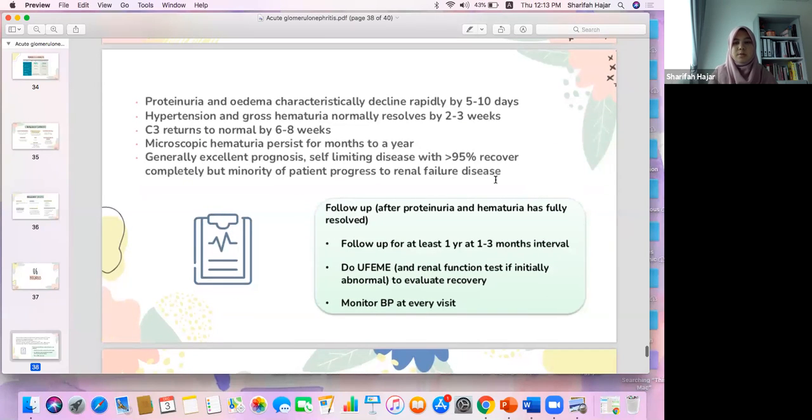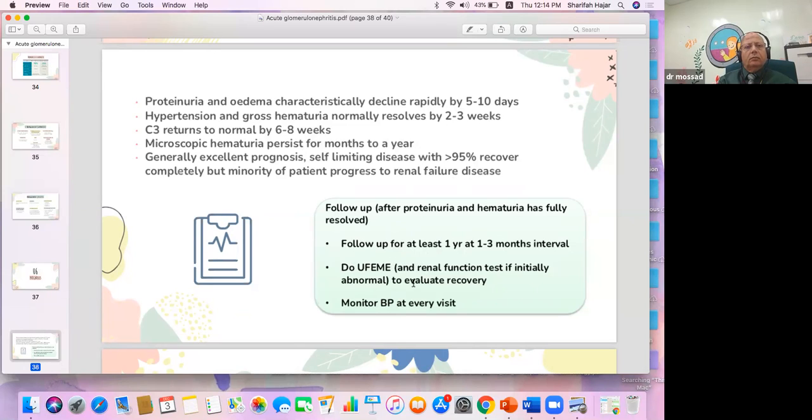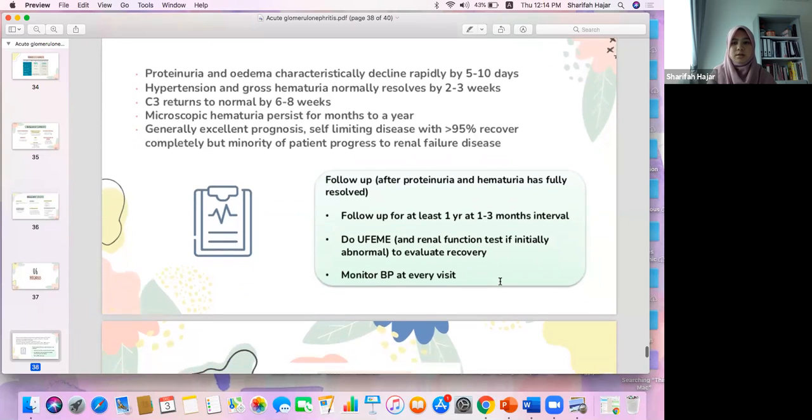So it is also important for the patient to have follow-up after the proteinuria and hematuria have fully resolved. So at least 1 year at 1 to 3 month intervals, and you need to do urine FEME and renal function tests to evaluate the recovery. Need to check the electrolytes and others. And also it is important to monitor BP at every visit.